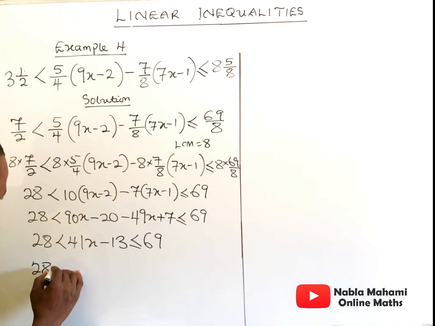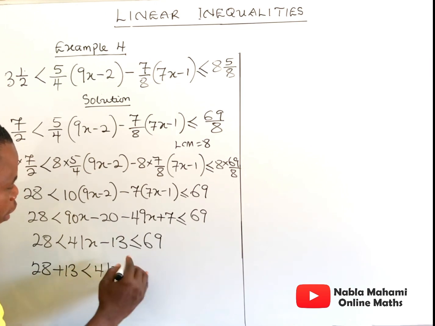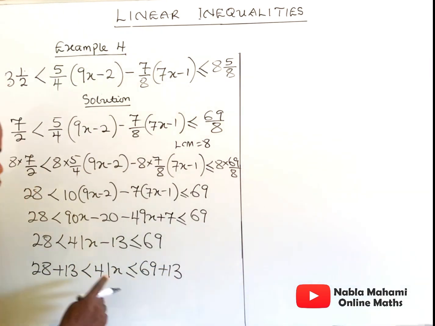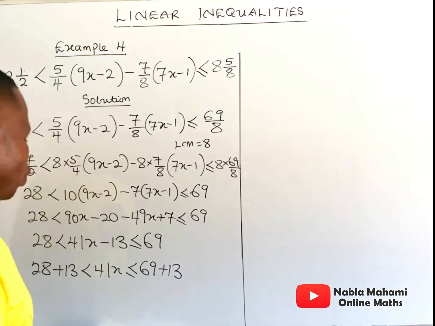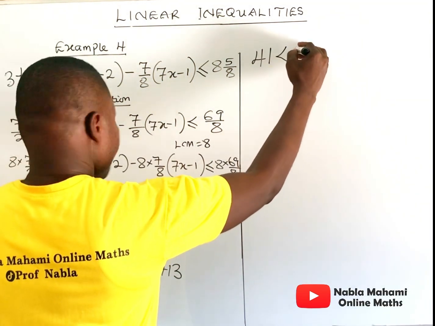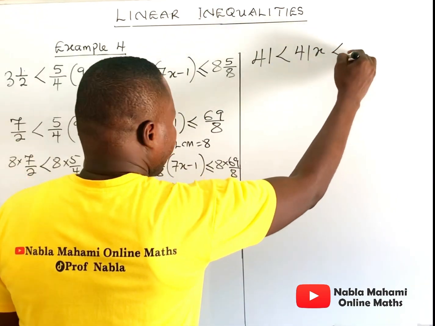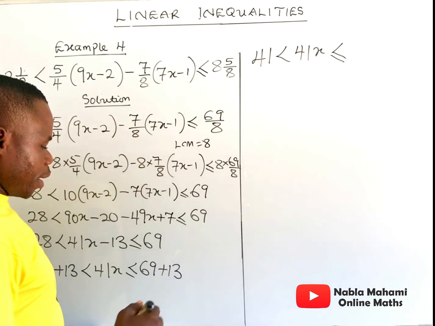28 plus 13 less than 41x less than or equal to 69 plus 13. Like I said, you are sending this one here and you are sending it to this side too. 28 plus 13 is 41. Less than 41x. Less than or equal to 69 plus 13 is 82.